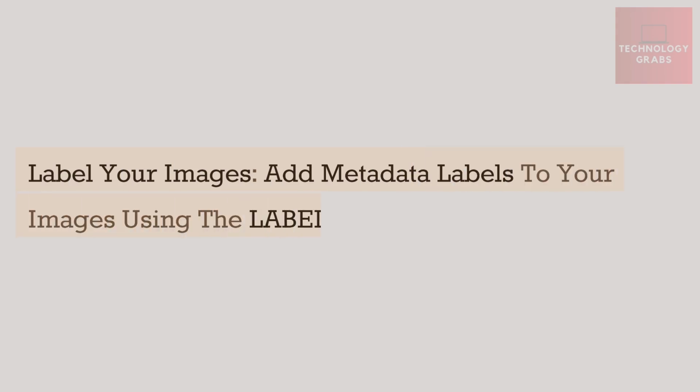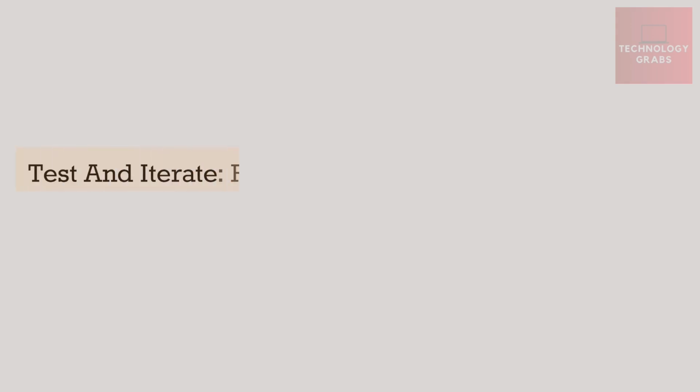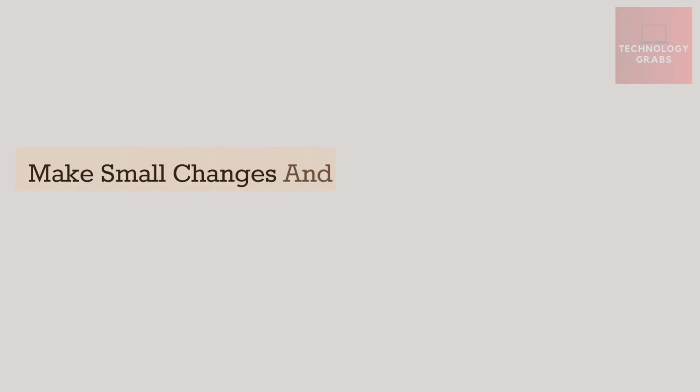Label your images. Add metadata labels to your images using the label instruction. These labels can provide useful information about the image, its version, and its maintainers. Test and iterate. Regularly build and test your Docker images to ensure they work as expected. Make small changes and iterate to optimize your Dockerfiles over time.